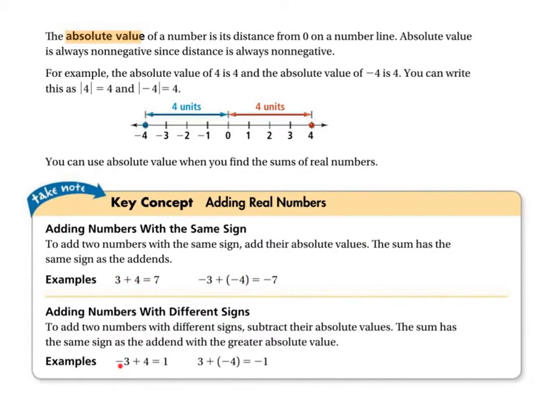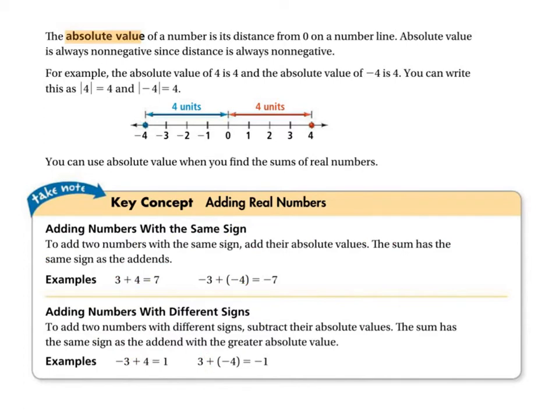Right here, if we add together negative 3 plus 4, what we're doing is we're saying different signs to subtract their absolute values. This is 3. And this is 4. What's 3 minus 4? 3 minus 4 is negative 1. But we have the addend that was larger absolute value has a positive sign on it. So the answer is 1, positive 1.